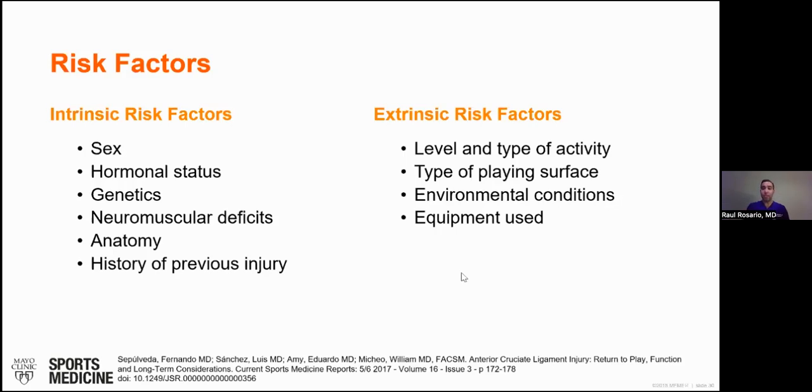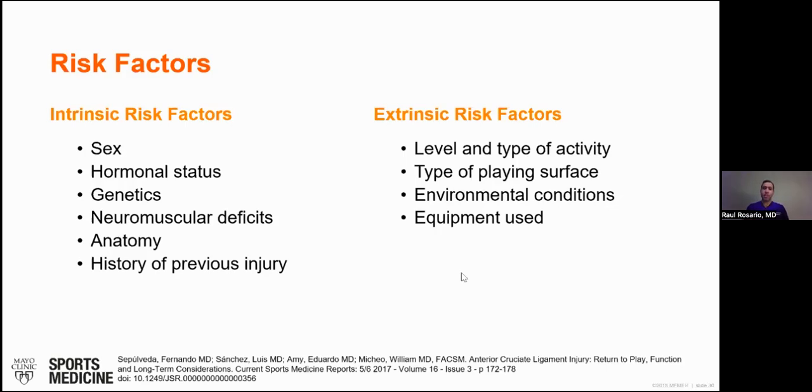The environmental condition also is a risk factor. We know that if it's raining, there's less risk of ACL injuries. And in some soccer stadiums, they water the field at the beginning of the game and during halftime, also to decrease the risk of ACL injuries.